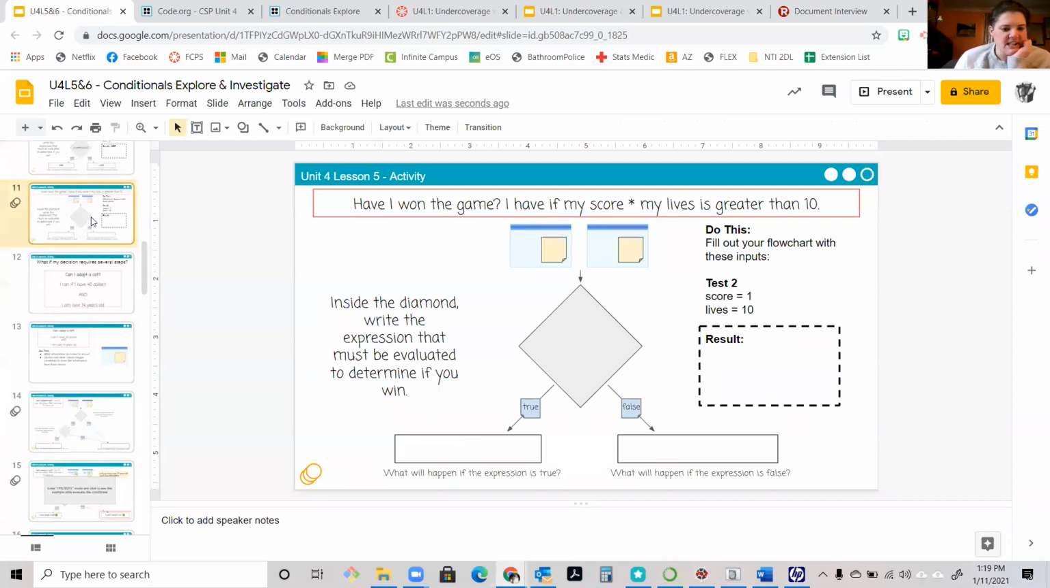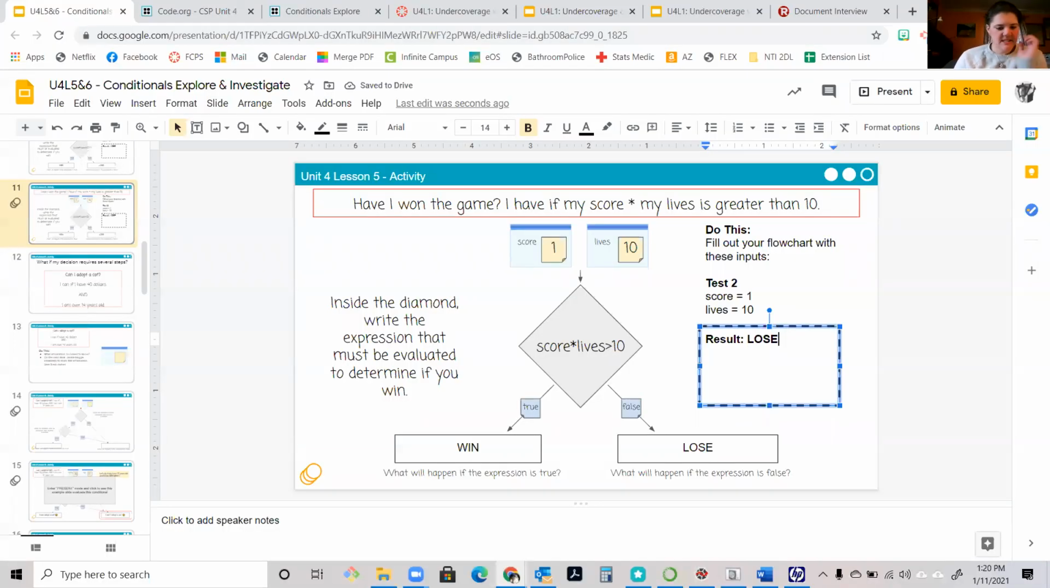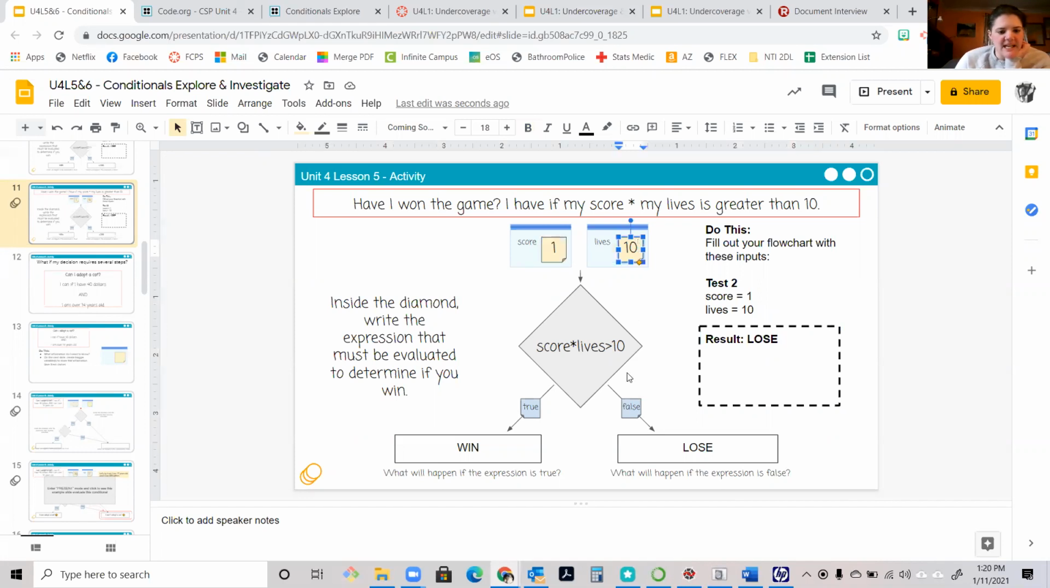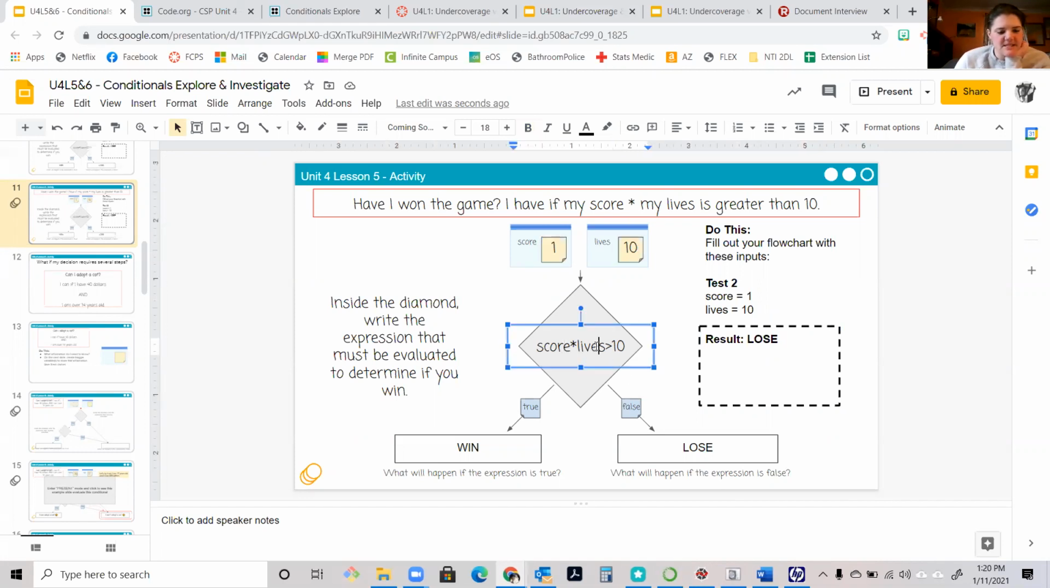On your next slide, you'll have the same thing, except you've got a different score and a different lives. So go ahead and fill this one out. Pause the video here. Okay, here you can see my flow chart. I put in a score of 1 and lives of 10. I have 1 times 10 gives me 10. So I'm evaluating 10 is greater than 10.